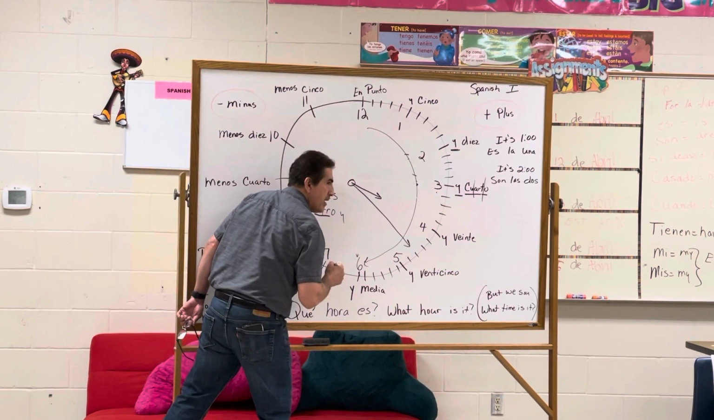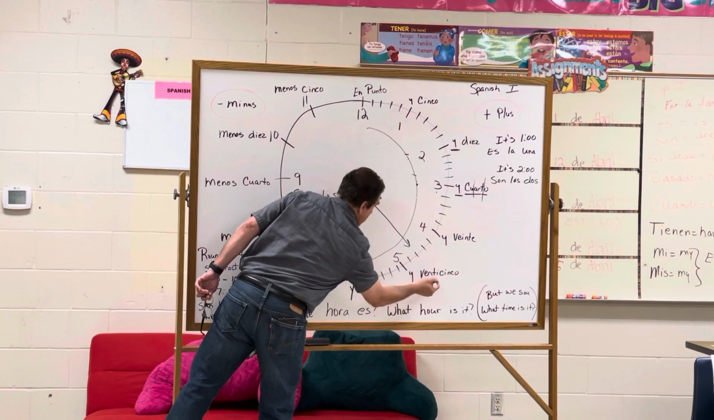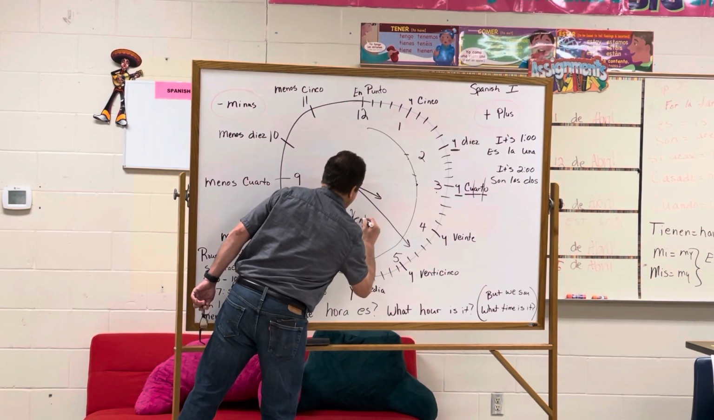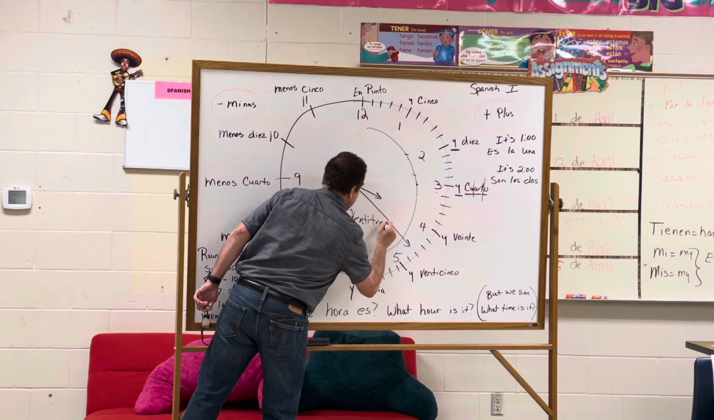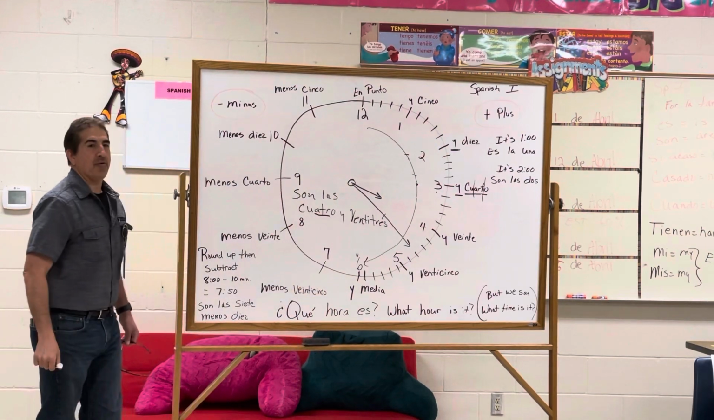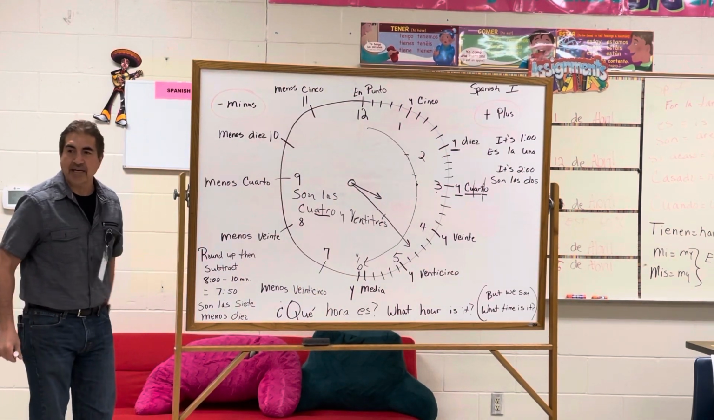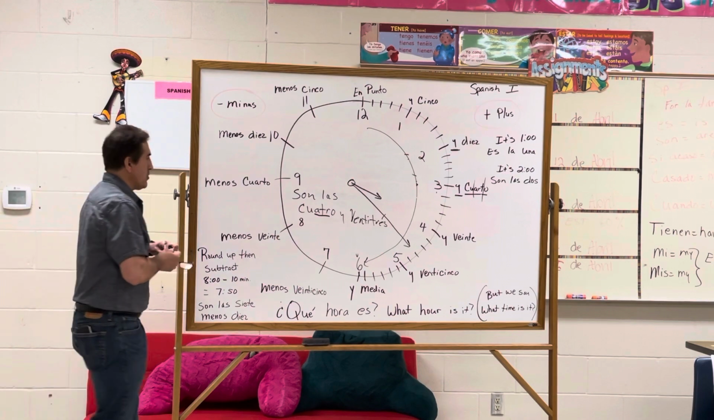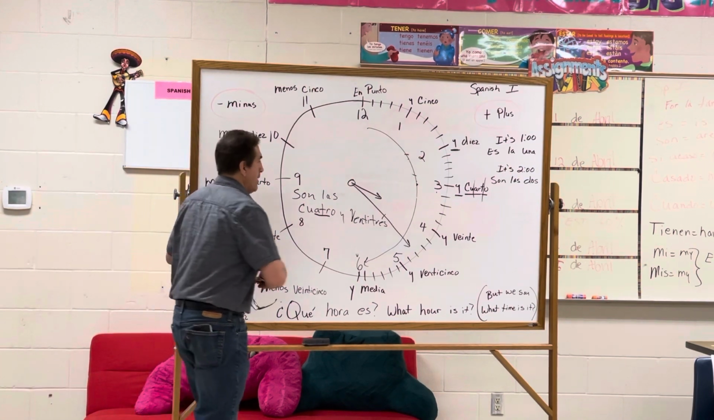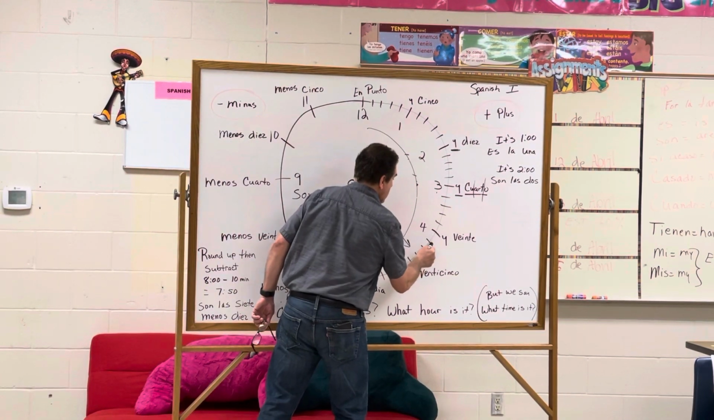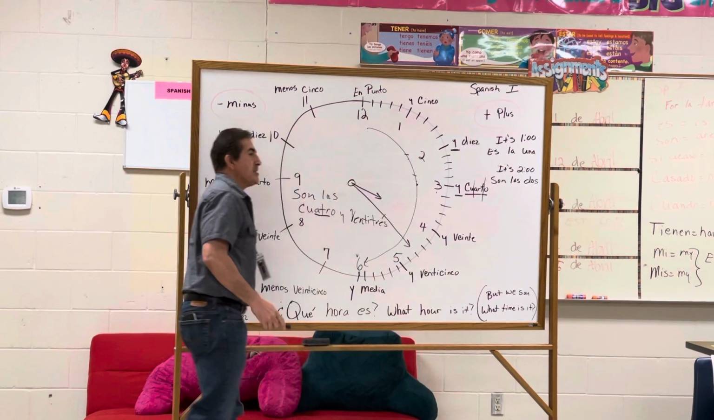Son las 4 y qué? Y 23. Remember that 23 has an accent. Acento. We got it? Right? Wait. 20, 21, 22, 23.